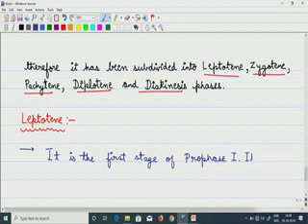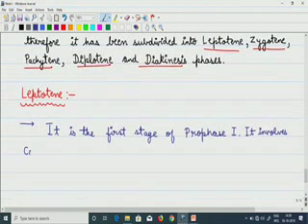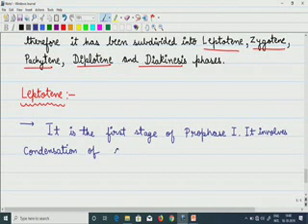It involves condensation of the chromosomes. Now, the chromosomes have undergone DNA duplication. So, all the chromosomes will have 2 sister chromatids.